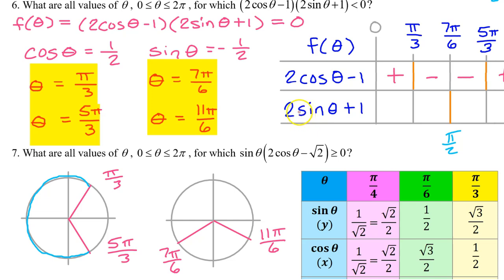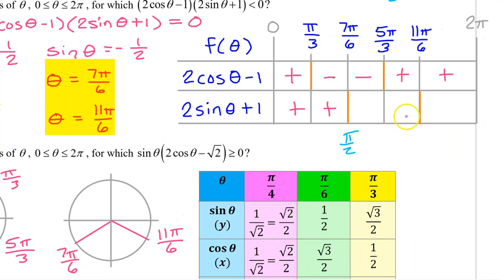What about the factor of 2 sine theta plus 1? For the first interval, we can use 0 as a test value. So if we plug in 0 right here, sine of 0 is 0. So that wipes out this term, leaving behind a positive 1. So this factor is positive in this interval. Let's skip ahead to the last interval because again we could use 2 pi as a test value, which will have the same result as plugging in 0. So I know this factor will also be positive in this interval.